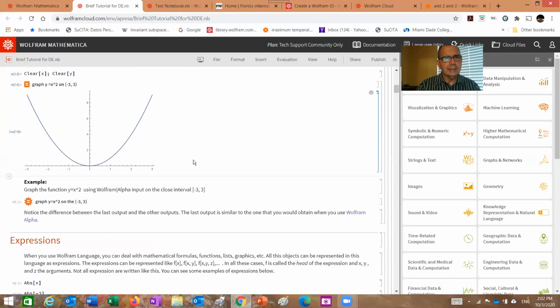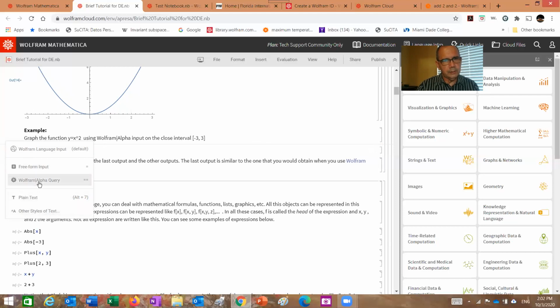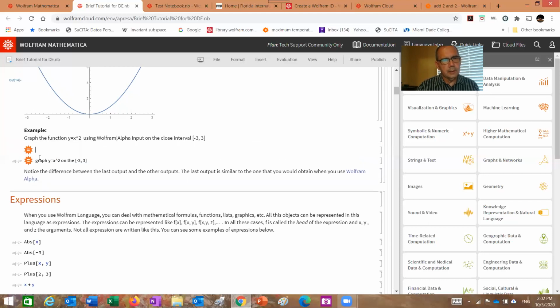And then, well, in the last example, we are going to do the same thing. We are going to graph the function y equals x to the second using Wolfram Alpha input on the closed interval. Remember, to make this input Wolfram Alpha input, you need to do this. If you put the cursor after any cell and you press Enter, you're going to get a horizontal line. Then you're going to click here on this little circle with a plus, and then you're going to click on Wolfram Alpha query, and you get that symbol.